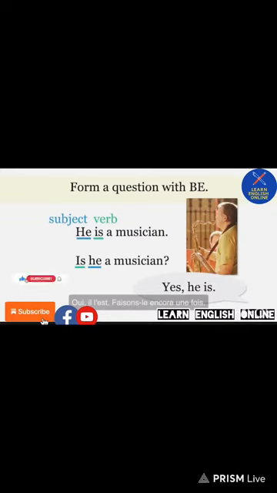Form a question with be. You already know how to make a statement with be. He is a musician. We start with the subject. Here it's he. And then we have a form of the be verb. Here we use is because is goes with he, third person. Is he? Is he a musician? Yes, he is.